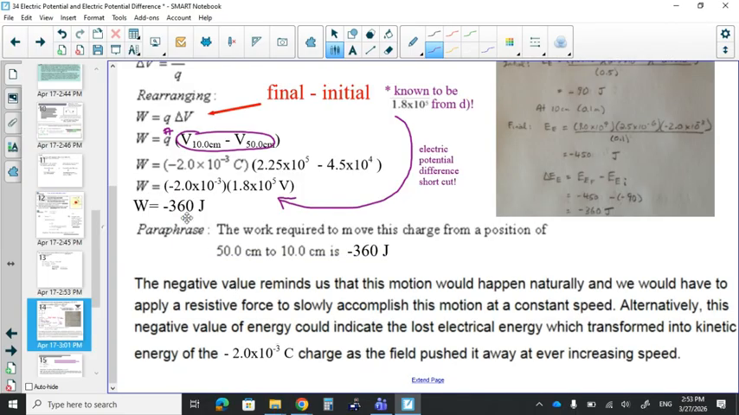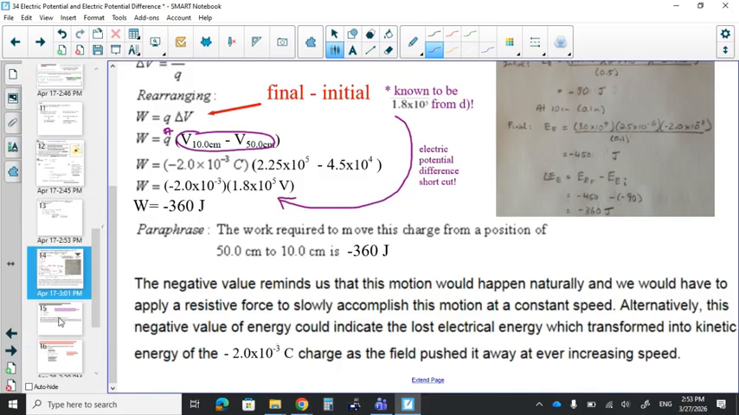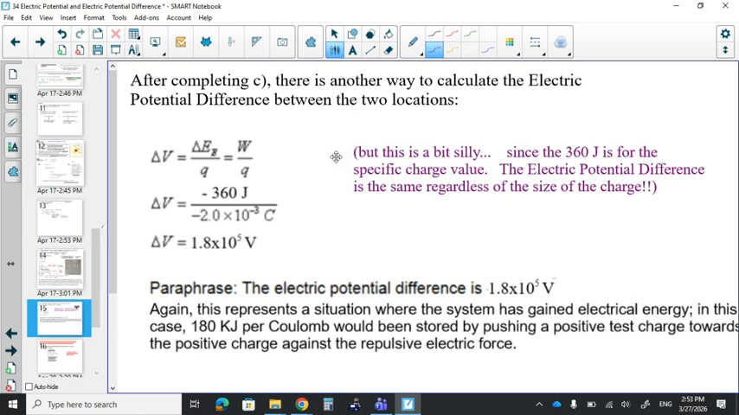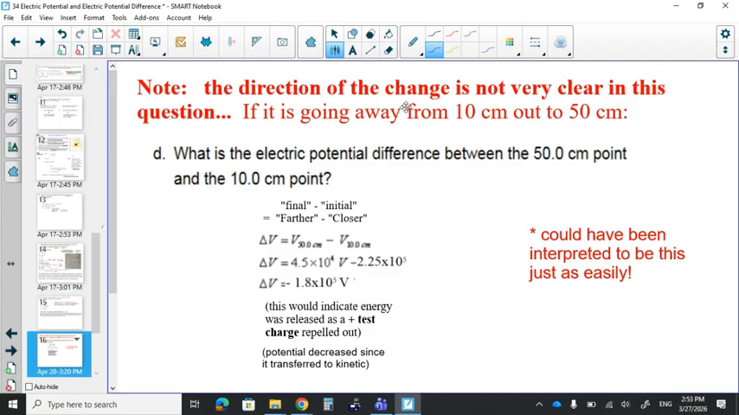Yeah, the negative value here reminds us this would happen naturally, right? If you let go, this would just happen on its own, right? So, yeah, it's a repulsive situation, or an attractive situation, sorry, depending on which way we're going, right? It's a little bit unclear here. This next slide's about, or this one here, I guess. It's not clear which way things were. It could have been this way as well, right? Where it was going from the 10, initial, going from the 10 to the 50, the way it was worded. So obviously I would just try to have that worded more clearly, or you could ask like, okay, are we going from the 10 to the 50 or 50 to the 10?